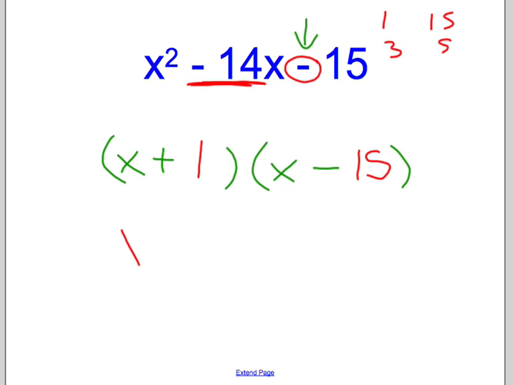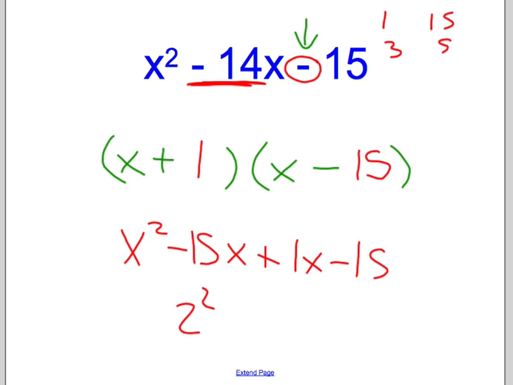X times x is x squared. Minus 15x plus 1x, which is minus 14x. Good grief. Fine.